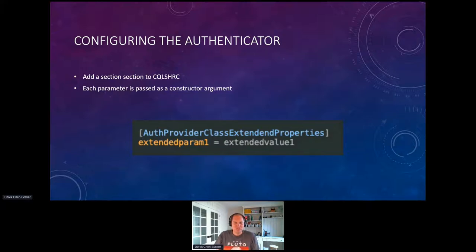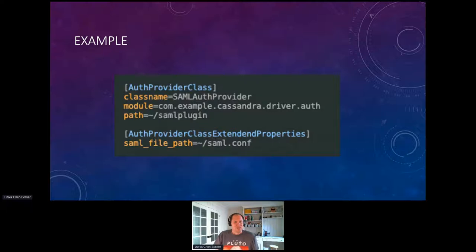So if we put that together, as an example, let's say we have this hypothetical SAML auth provider, and we say that it's com.example.cassandra.driver.auth, and it's located in our home directory under the SAML plugin subdirectory. Now SAML, I wouldn't say it's complicated, but it's not a trivial thing to set up. So we might want a configuration file here that allows us to specify certain properties about how our client is going to work. And this basically is the configuration file.